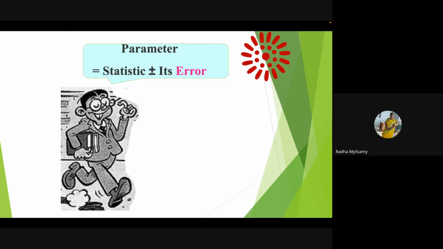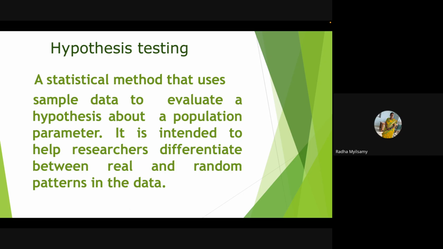There is always a possibility of error. So in interval estimation, the parameter is always the statistic plus or minus its error. Hypothesis testing is a statistical method that uses sample data to evaluate a hypothesis about a population parameter. It is intended to help researchers differentiate between real and random patterns in the data. So based on the hypothesis, we may go with the statistical analysis.